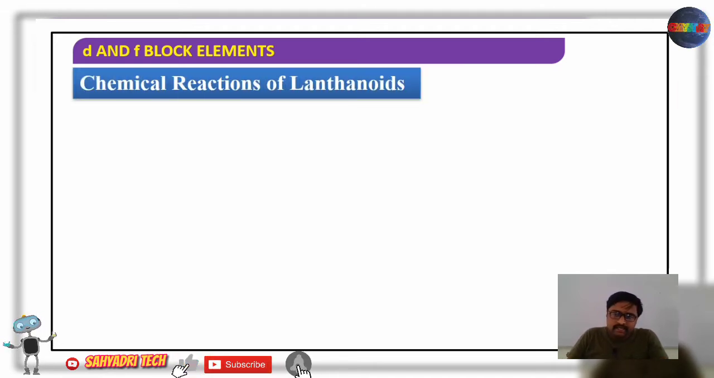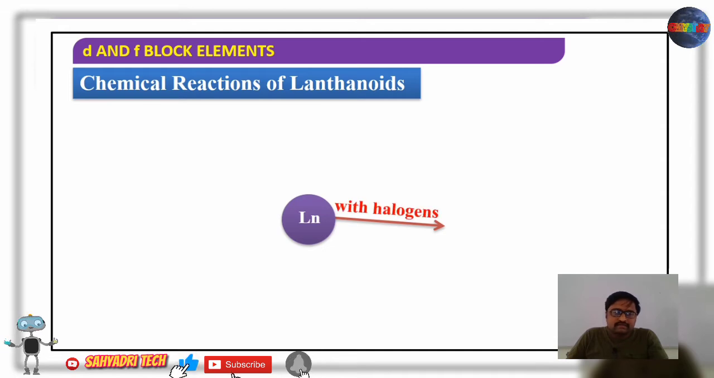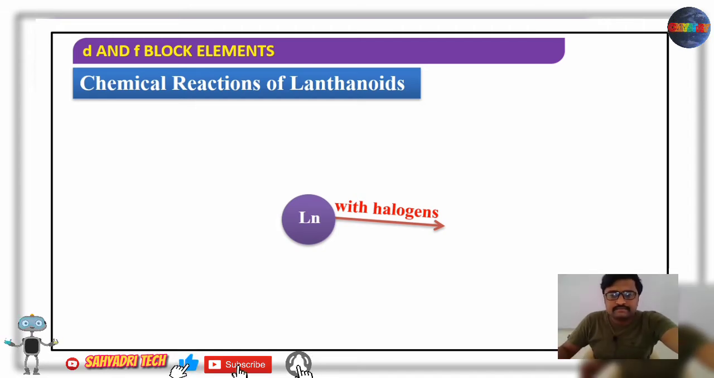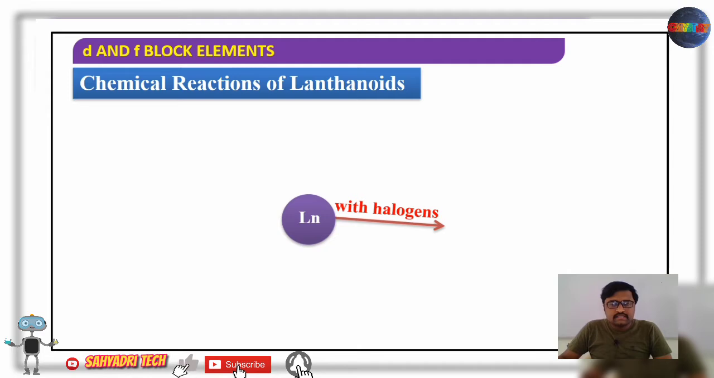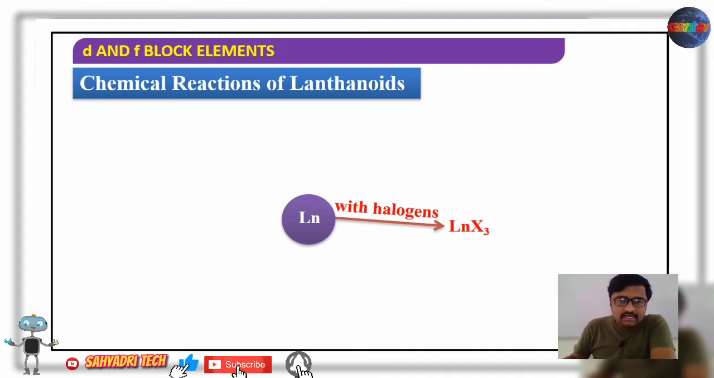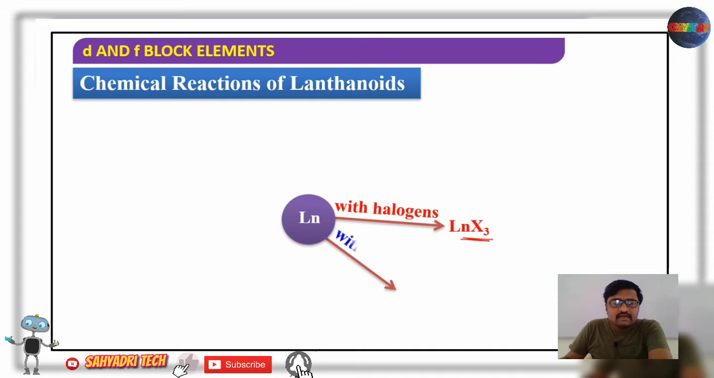Then if we consider chemical reactions, lanthanides in general react with different chemical species and give various types of corresponding compounds. Consider lanthanides when they react with halogens, they give respective trihalides, LnX3, lanthanide trihalides. Similarly, lanthanides react with water, means they undergo hydrolysis to give respective hydroxides and liberate dihydrogen. So one reaction is lanthanides react with halogen to give respective halides.